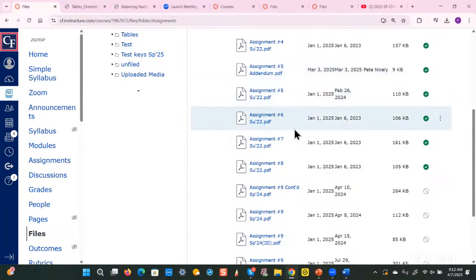And I remember at least one person attached another, it wasn't an assignment, it was just an example that I did in class. But they attached that example, which I'm not grading, I'm not giving credit for that one. I'm giving credit for assignment 5 and the addendum, right?